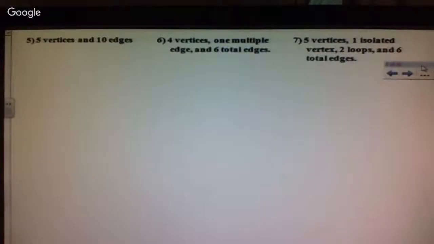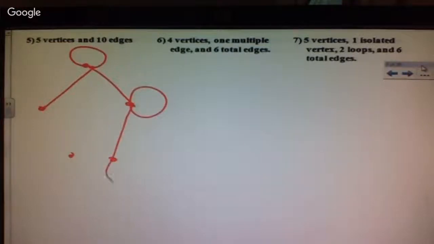5 vertices and 10 edges. So again, start with your vertices. 1, 2, 3, 4, 5. I need 10 edges. So take your pencil and mark yourself 10 lines that cross these points. It doesn't matter how you do it. 1, 2, 3, 4, 5, 6, 7, 8, 9, 10. Oh, wow.